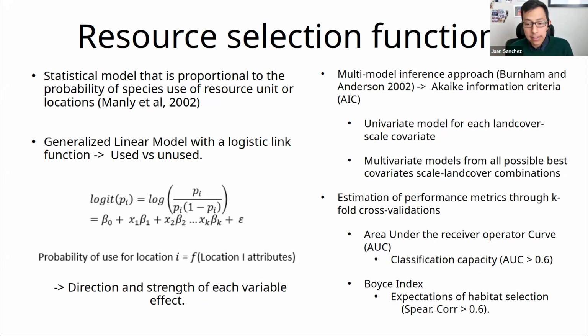And from those models, I selected those land covers and scales that had the higher inference power. So for instance, if I was looking at all the scales for forest, I will select only the scale that had the higher explanatory power. And from there, I used all the land cover and scale combinations with the highest explanatory power and built multivariate models to identify what was the best model that included multiple scales of multiple land covers.